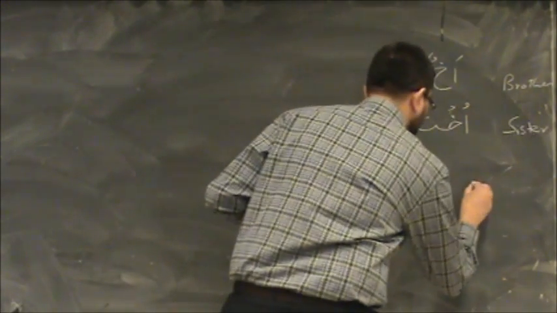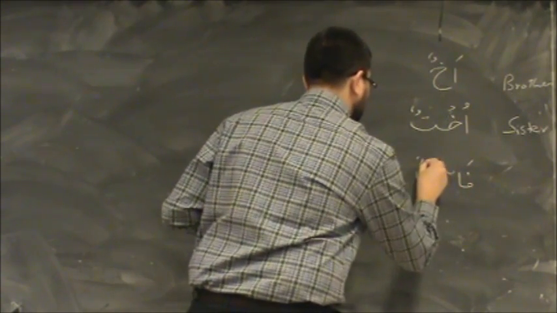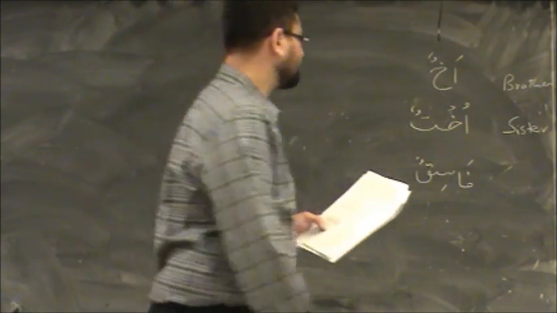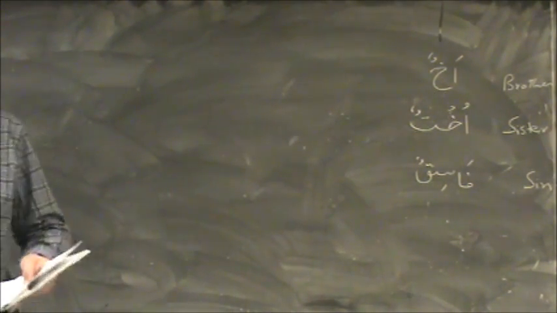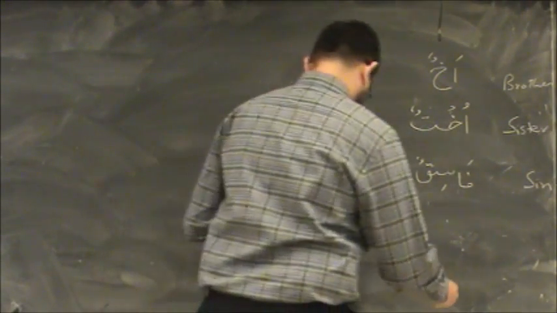Now the next is fasiqun. Fasiq means sinful, rebellious, sinful. And you can know that this is an adjective, right? So it's real, it's man. So you should be able to make sinful woman out of it. Okay.